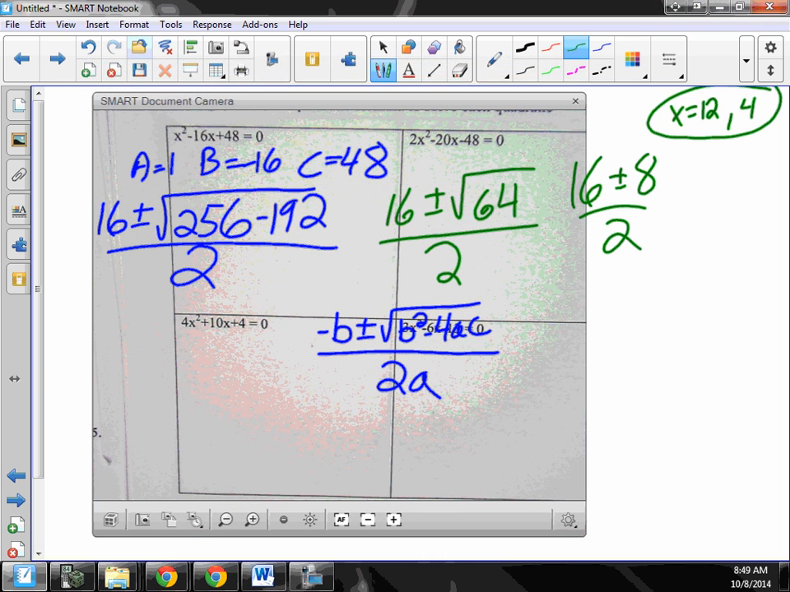Do you like that, Aaron? Way better than completing the square? Okay, let's try another one.